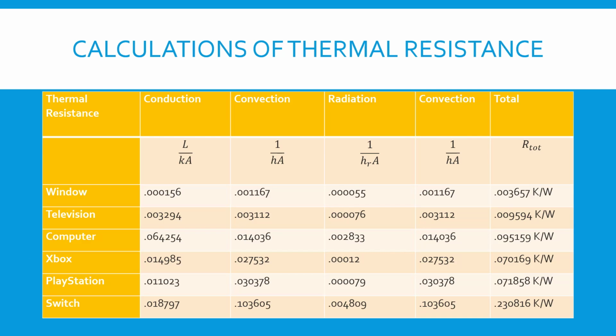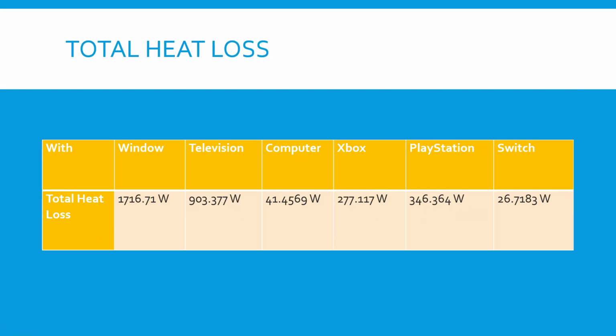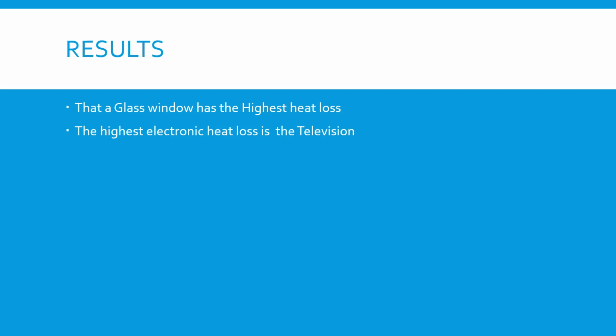Here are the calculations of the thermal resistance totaled up, giving us the total thermal resistance in the right column, which we take the numbers given to us there and plug them into the heat loss formula, and these are the values of the total heat loss for the window, the television, the computer, the Xbox, the PlayStation, and the Switch. In the results, the glass window has the highest heat loss. The highest electronic heat loss is the television.